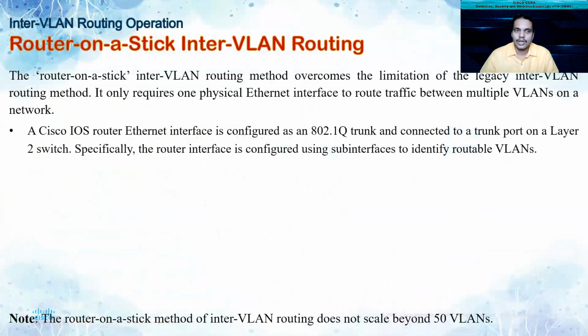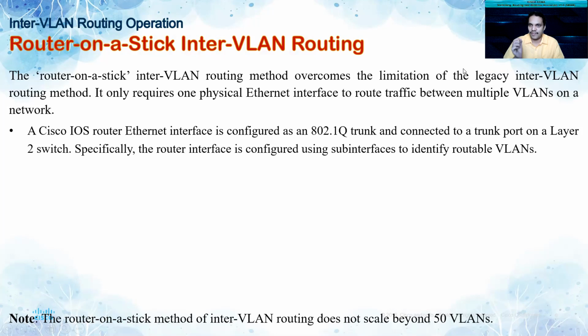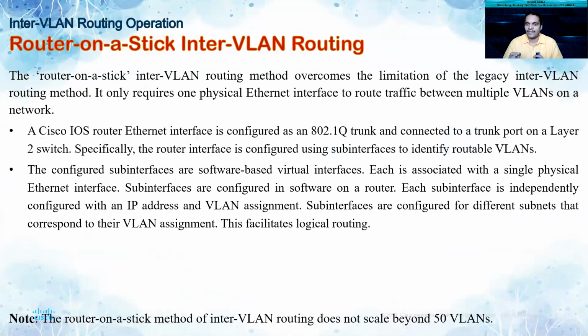Whereas the second solution is called router on a stick inter-VLAN routing. The concept behind this is, rather than using one physical interface for every VLAN, why don't I divide the interface logically into sub-interfaces? So the router Ethernet interface is configured as an 802.1q trunk, and it is connected to a trunk port on a layer 2 switch. And then we divide that interface into sub-interfaces. All these are logical interfaces and are implemented in software on the router.